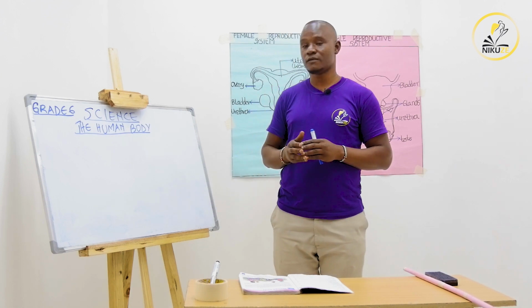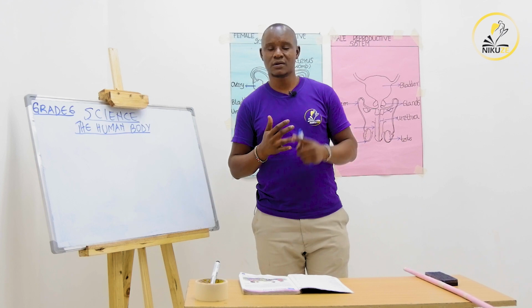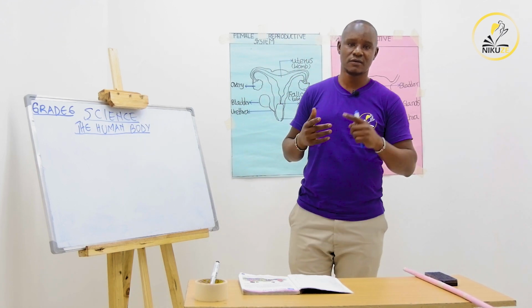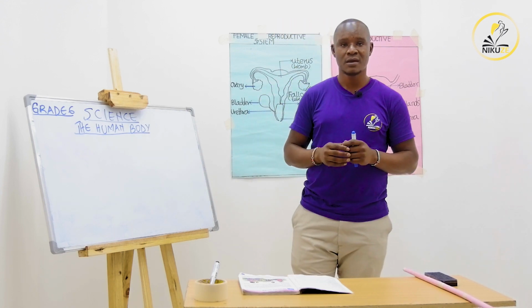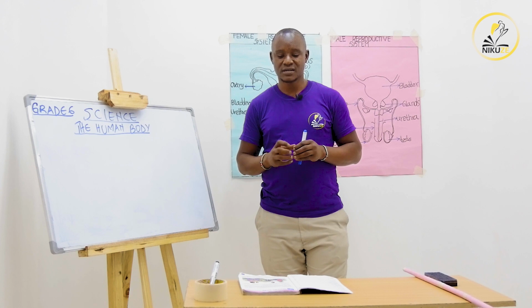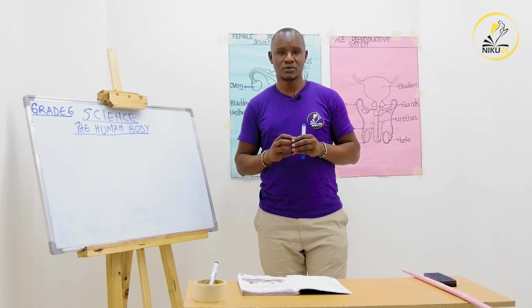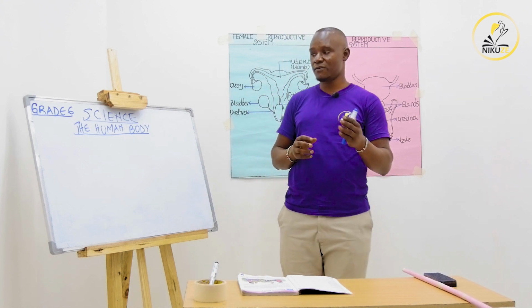Some of them you talked of were the lungs, the diaphragm, the trachea, the bronchus, and you also talked about the nose as part of the breathing system. Now in grade 6, we are going to talk about parts of the human body, whereby we'll talk of the male part and then we'll also talk of the female part.